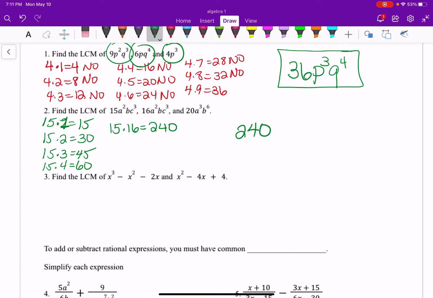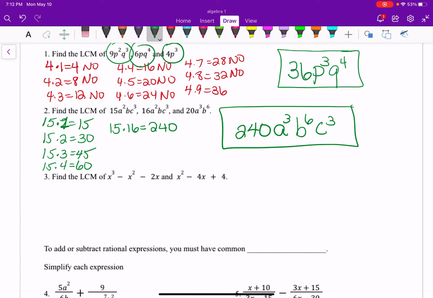Now we take the largest of the x, whichever one has the biggest exponent. So a squared, a to the third. It has to be a to the third in the least common multiple. Then b to the first, b to the sixth. Got to be b to the sixth because b to the sixth is the biggest exponent that has to be divided into. And then c to the third, c to the third. So they all have a c to the third. So there's our least common multiple on that one.